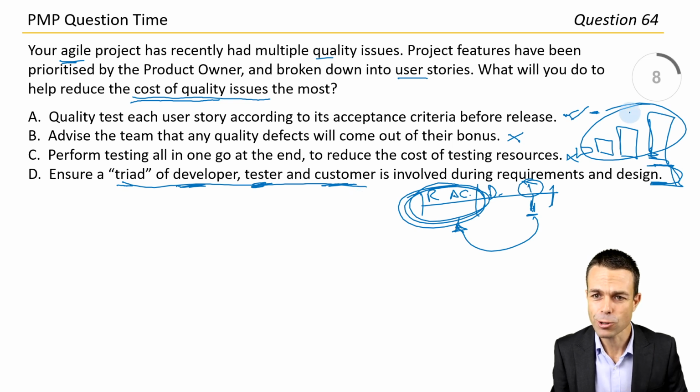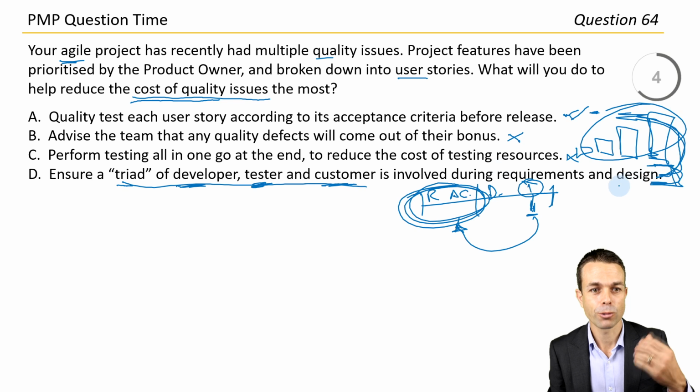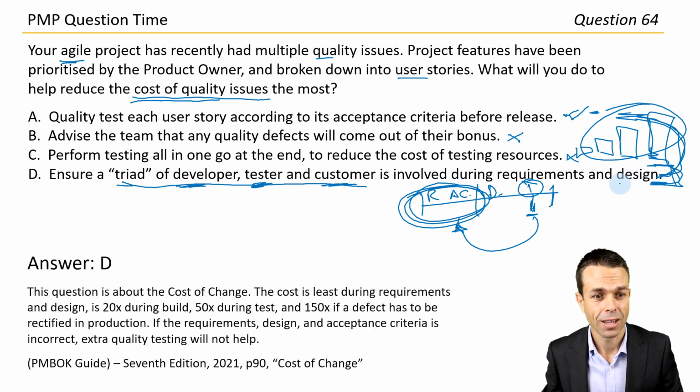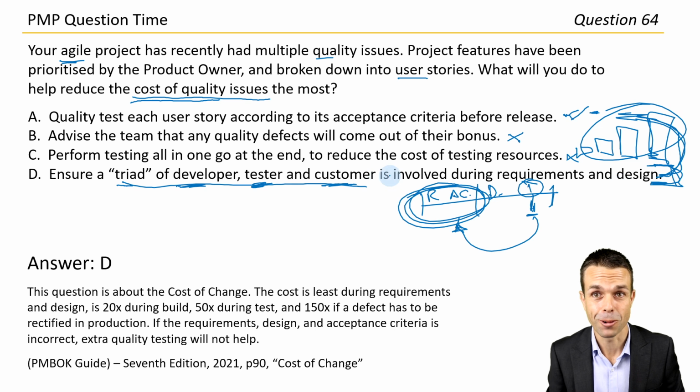So this is pretty tricky. It could be either one, A or D. But if we're going to reduce the cost of quality the most, let's go with answer D. Okay, cool. That could have gone either way, so that was a little bit tricky.